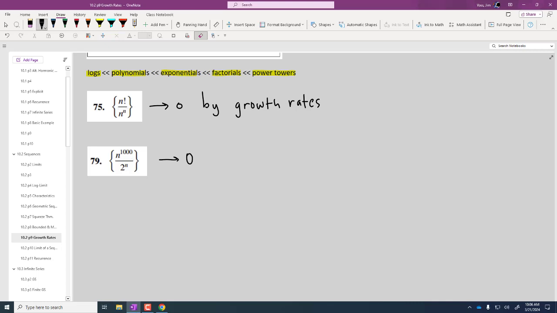So, same idea in this case. That's an exponential. That's a polynomial. The exponential wins. Now this is an exponential growth, not an exponential decay. So it's not 1/2 to the n, that's totally different. If these are both going to infinity, that's exponential growth, that is going to take over. So that's going to also approach 0 by growth rates. So when we can't do the math, we just apply the growth rate idea.